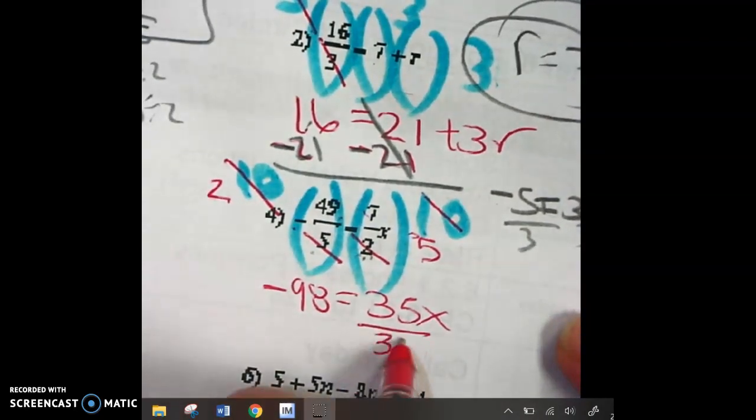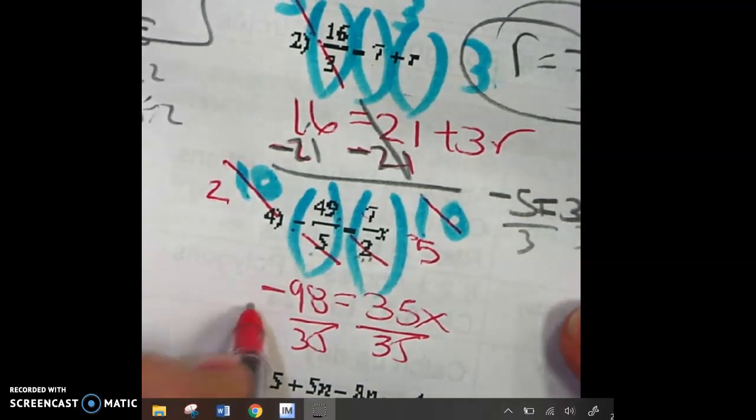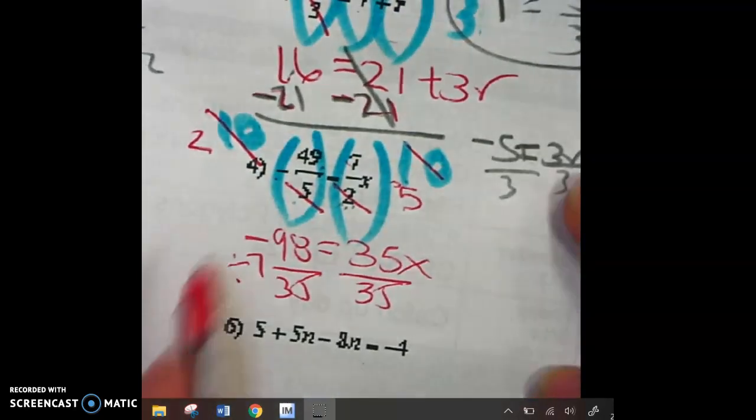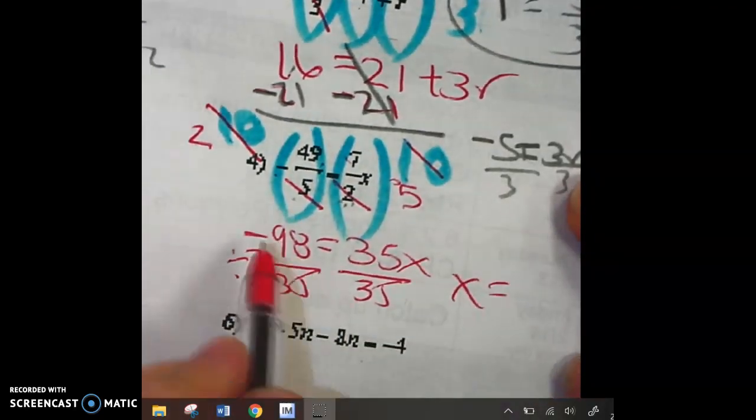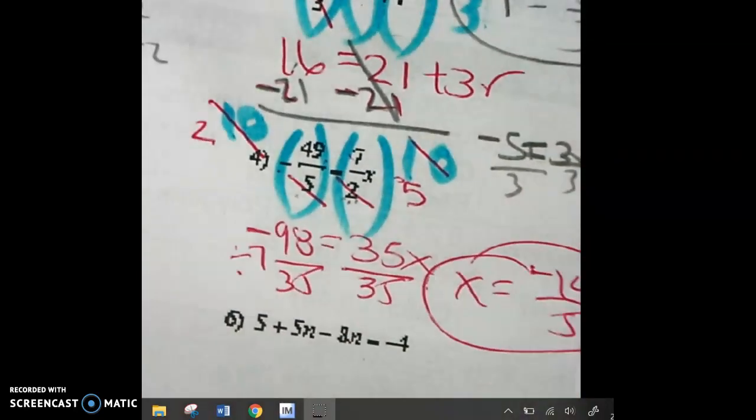Divide by 35. And it divides by 7. There's not necessarily a way you would know that. It won't be that mean on the test, okay? But it's negative 14 over 5. Okay. Let's go to the next one.